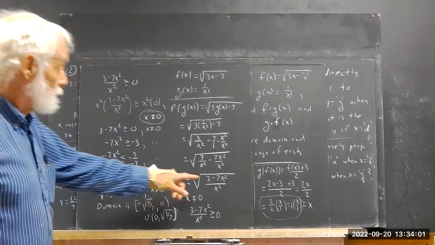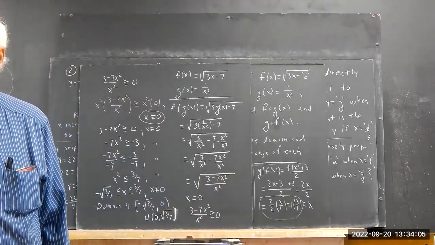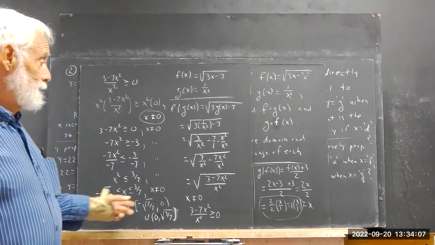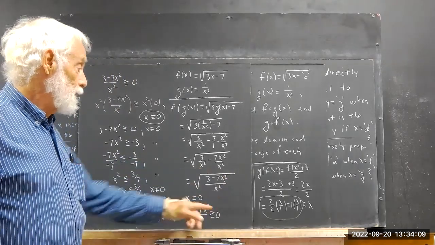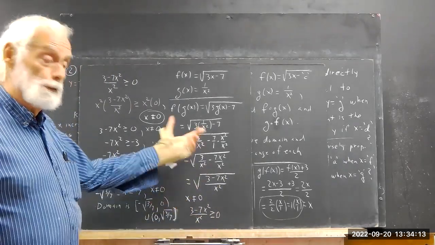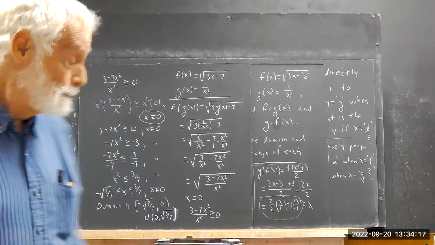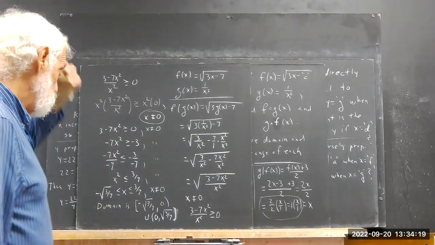3/7 is fine. That would make the numerator 0. That's fine if the numerator is 0, because the denominator being 0 doesn't occur when the numerator is 0. The numerator is 3 when x is equal to 0. Okay, so there's our domain.